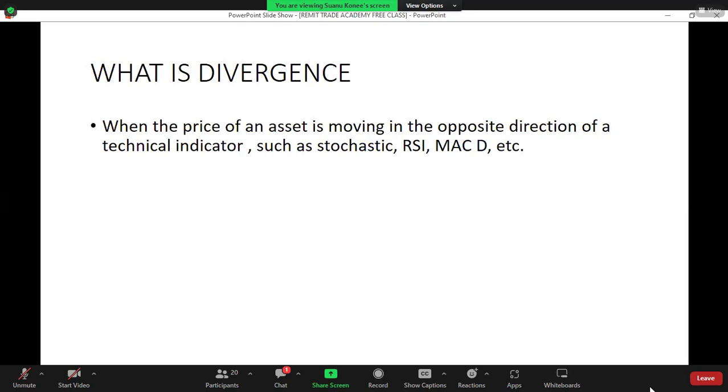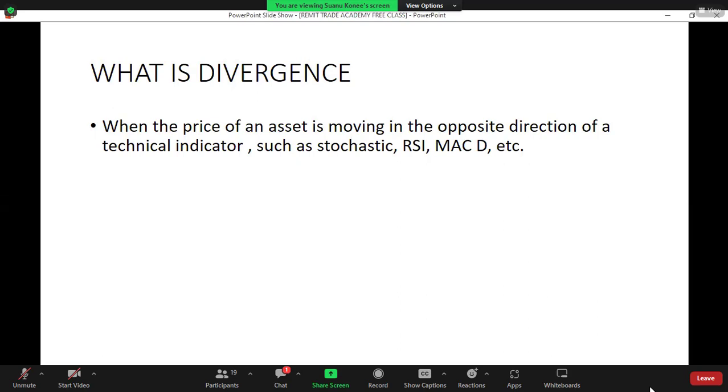Now, what is divergence? Divergence is when the price of an asset is moving in the opposite direction of a technical indicator. We use technical indicators to identify divergence of a trend, right? Those technical indicators could be the stochastic, the RSI, that's the relative strength index, or the MACD, and we're going to check that in this particular class. But for the purpose of this class, I would be using stochastic.